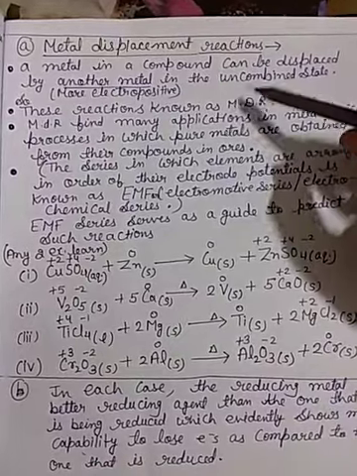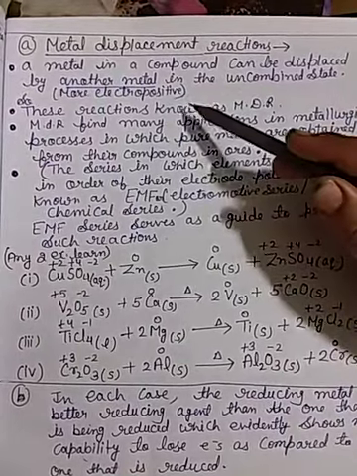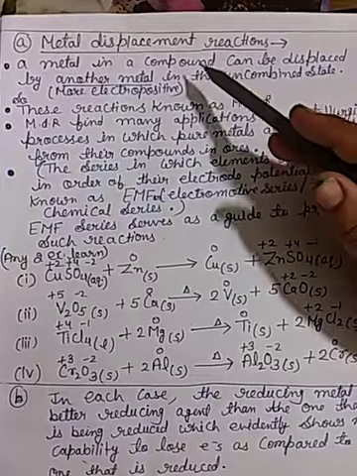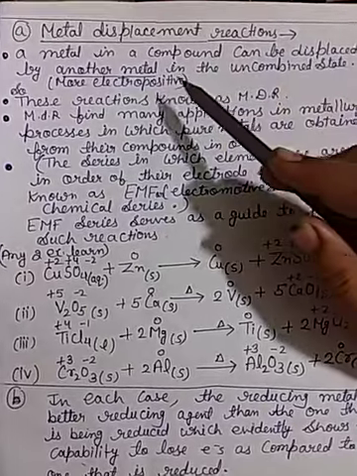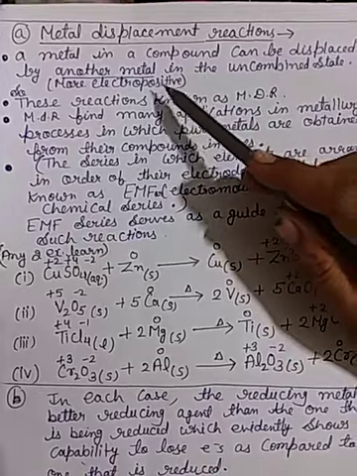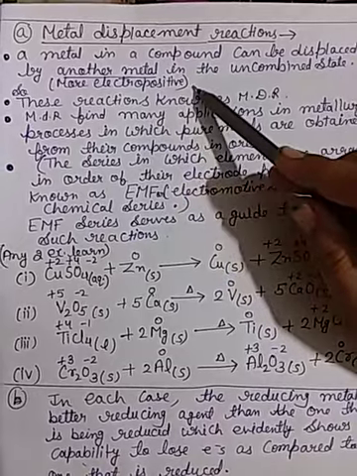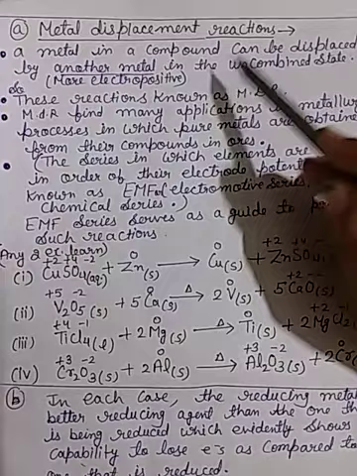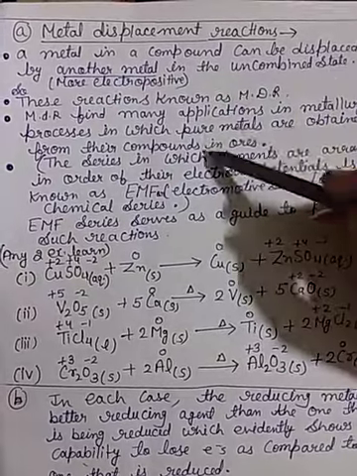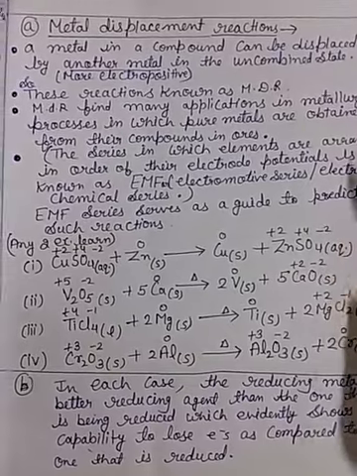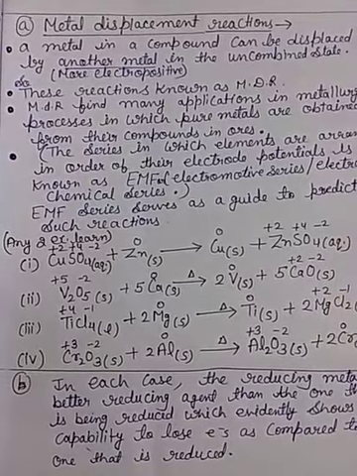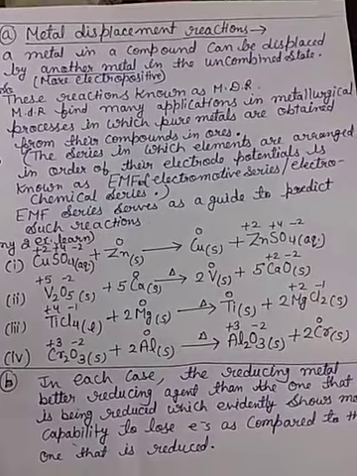So again, the definition of a metal displacement reaction: those reactions in which one metal is displaced by another, more electropositive metal in the uncombined state are known as metal displacement reactions. The next topic I will explain in the next video. Thank you so much.